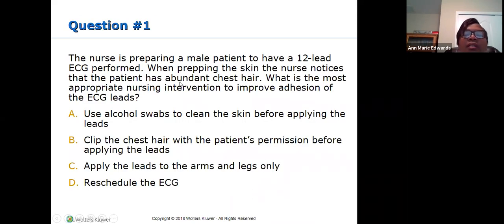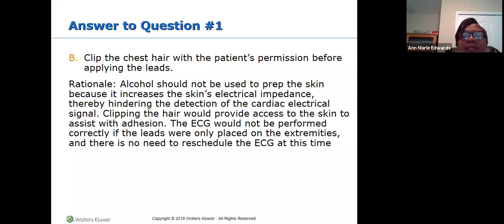Now question: the nurse is preparing a male patient to have a 12-lead ECG performed. When prepping the skin, the nurse notices that the patient has abundant chest hair. What is the most appropriate nursing intervention to improve adhesion of the leads? I'll give you a couple seconds to read it. It is clip the hair with the patient's permission before applying the lead.